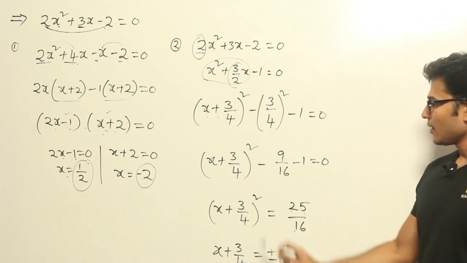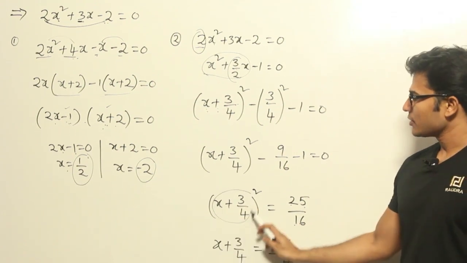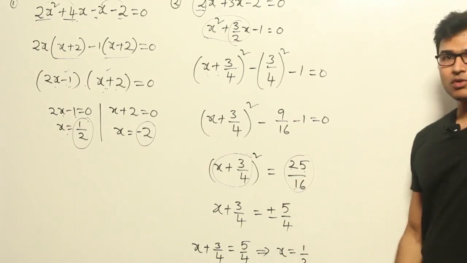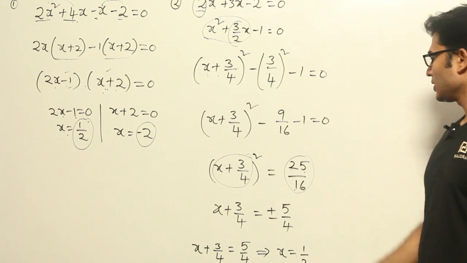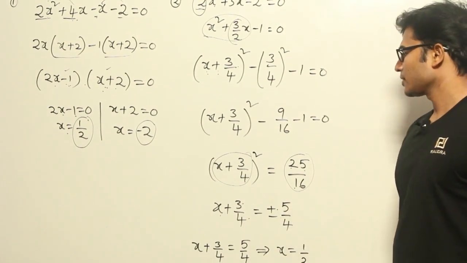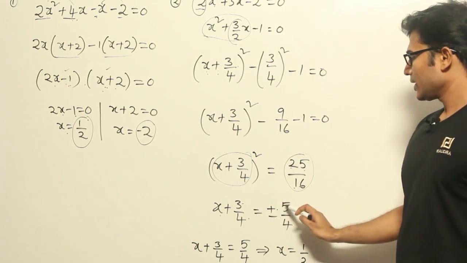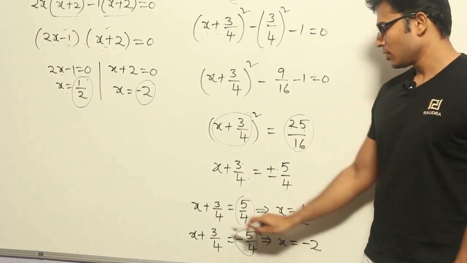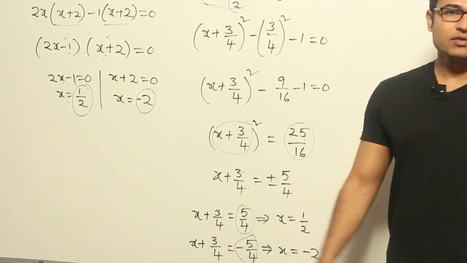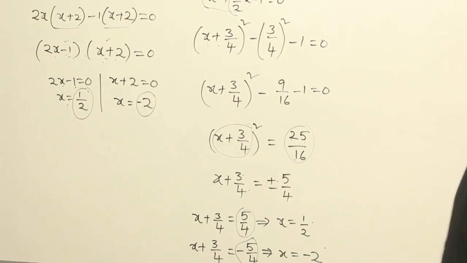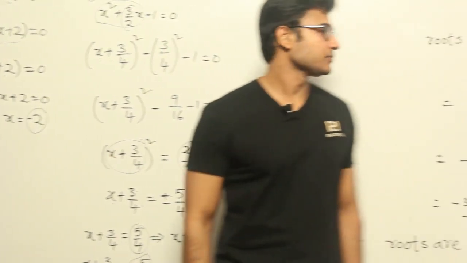Now when the square of a number is equal to 25 by 16, that number could either be 5 by 4 or minus 5 by 4, right? Therefore x plus 3 by 4 can either be plus 5 by 4 or minus 5 by 4. Now you take one time 5 by 4 and one time minus 5 by 4, and you just find out what could be the values of x. So you are going to get x equal to 1 by 2 or -2. Now let's see the third method here.